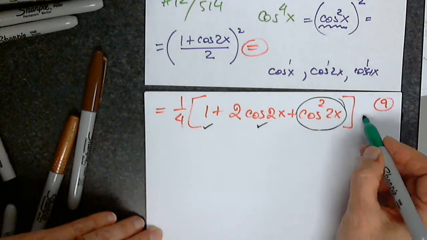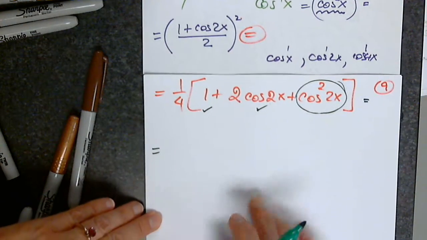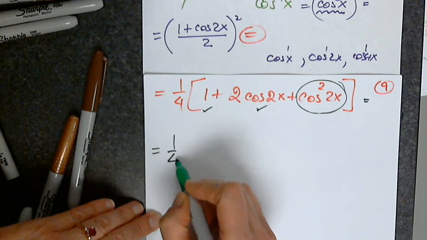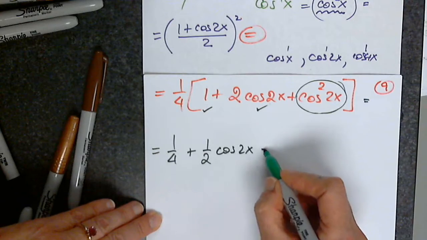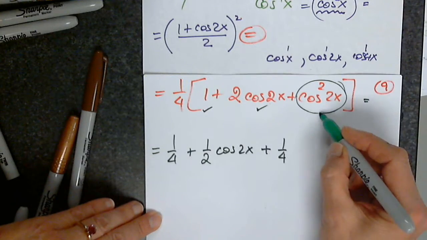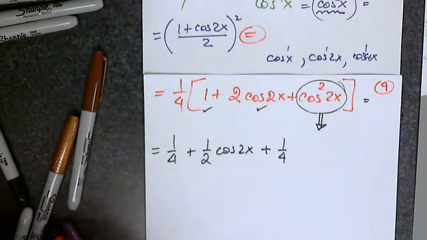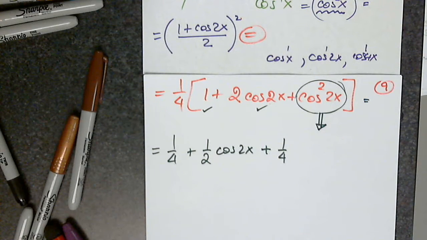I will apply the same formula again. I'm going to distribute 1/4. 1/4 plus 1/2 cosine 2x plus 1/4. And I will replace this by what? Exactly the same formula I used for cosine squared x. I will use it now for cosine squared twice x. Because I showed you once I know the mechanism, I can plug in anything I want. So what will I replace cosine twice x by?